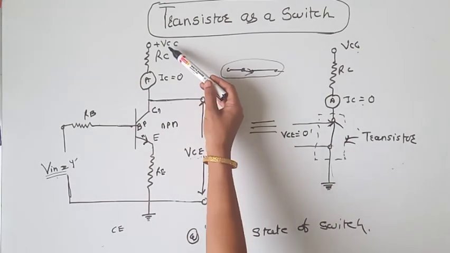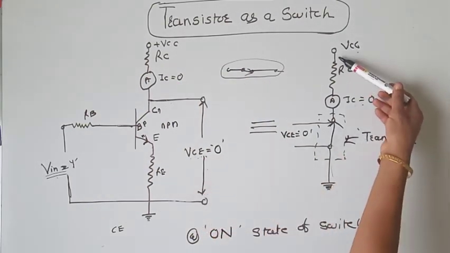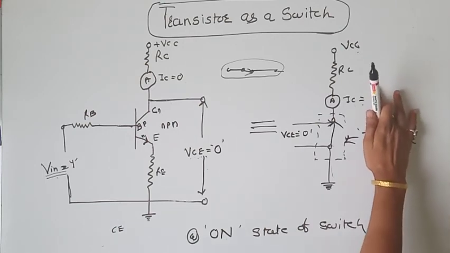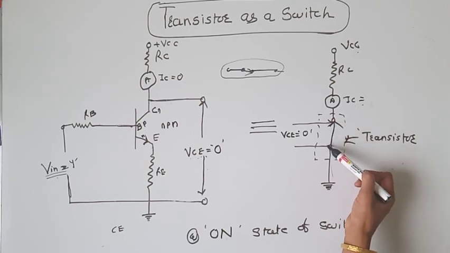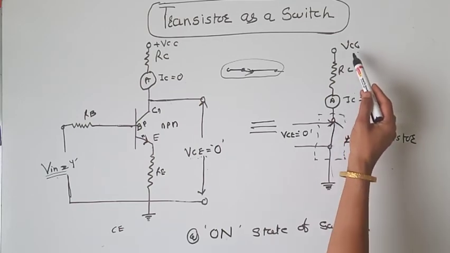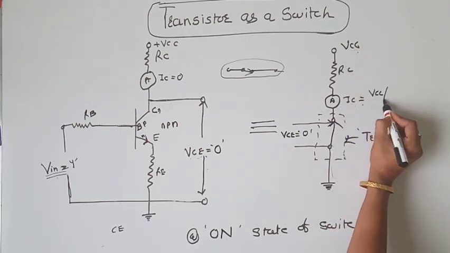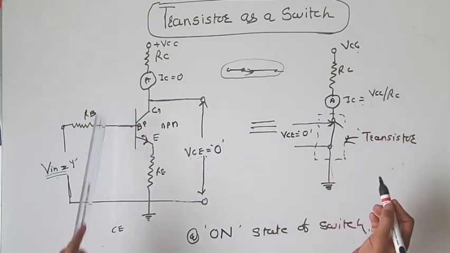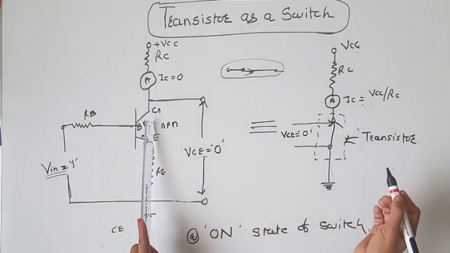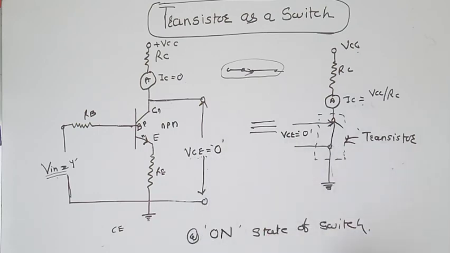Due to this VCC, the collector current flows through the transistor. See here, the collector current flows through the transistor. Why does it flow? Because there is a path. Now there is a path for conduction, a path for current flow. Hence due to this VCC, current will flow. How much current flows? It is given here, VCC upon RC. This current will flow through the transistor. It is grounded, hence the whole voltage will be dropped across the transistor. Hence the output voltage remains 0. So in this way, transistor on action will take place.